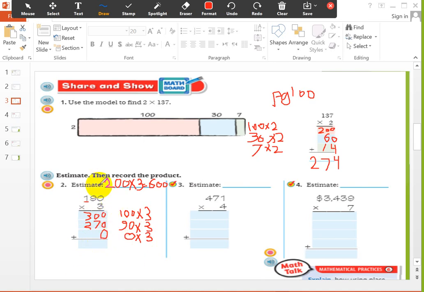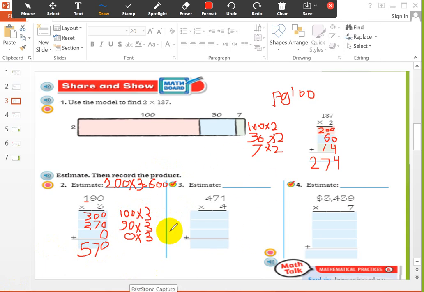Now I will add all the answers. 0 plus 0 equals 0. Now 0 plus 7 equals 7. 3 plus 2, put 3 in my mind and 2 on my fingers, the answer will be 5. So the final answer is 570, close to the estimation. So that means my answer is correct.